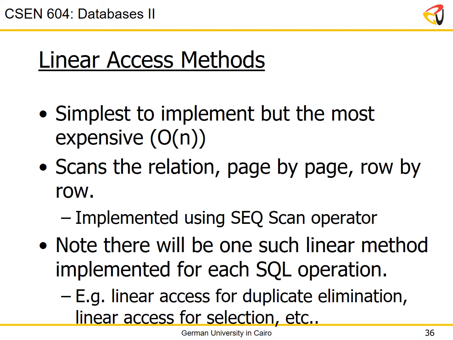Okay? So let's start. Linear access methods. Simplest, obviously, a linear access method involves nothing but using a seqscan operator. This is O of n, page by page, row by row. The thing is, sometimes you will find that it's very difficult to try to convince the database engine not to use a seqscan. And you will see that in your mini project too.